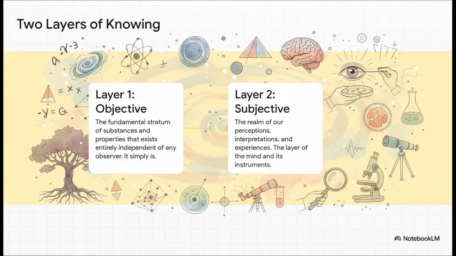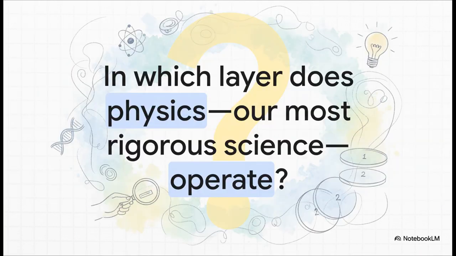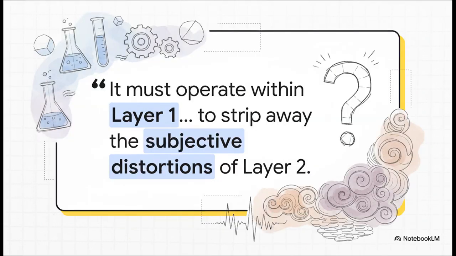This is the world as we perceive it, through our senses, our minds, and, this is crucial, through our scientific instruments. So that leads to the million-dollar question, right? When physicists are doing their experiments and writing their equations, which layer are they actually working in? Are they somehow tapping directly into that raw, objective layer 1, or are they really working from inside their own layer 2 perspective?